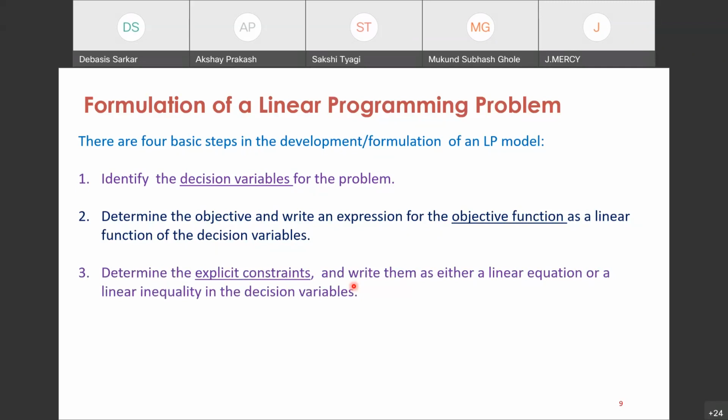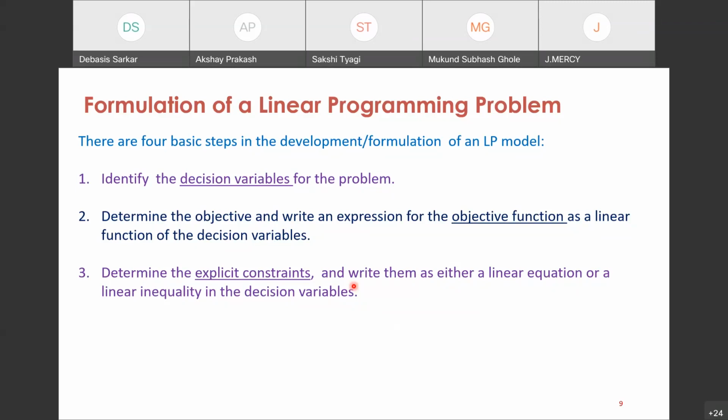Then you have to write down the constraints. From the problem statement, you will see that some of the constraints are explicitly mentioned, so they will be called explicit constraints, and some constraints are actually implicit. For example, suppose you are finding out the values of x1 and x2 such that they represent real numbers, in the sense that they cannot be less than 0.